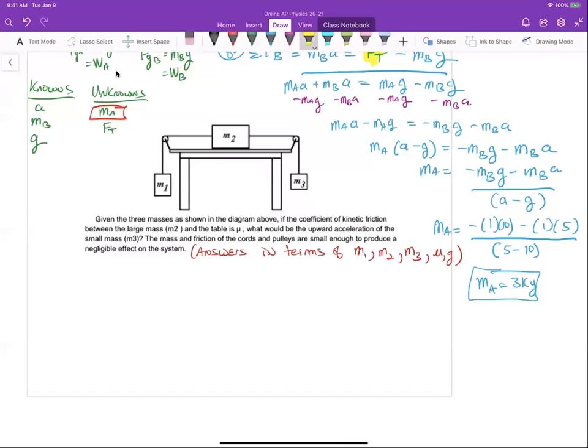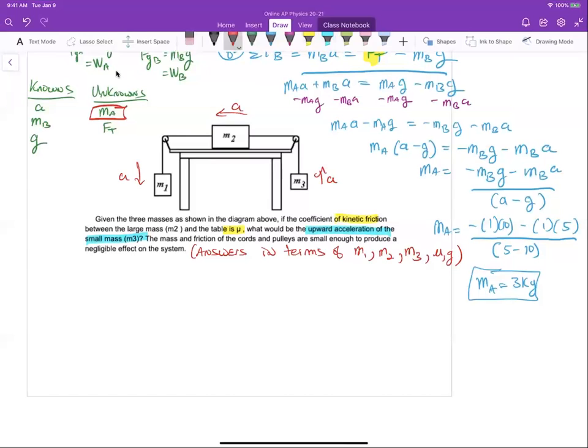So what are we trying to find? We have 3 masses, M1, M2, M3. We know that we have friction because they gave us mu, and it's kinetic friction. So don't write mu K; whatever they tell you in the problem, you have to use the same exact symbol. What would be the upward acceleration? Here's the question: upward acceleration of the small mass M3. We know we're going to be accelerating upwards. This has to be accelerating that way, and this has to be accelerating downward.